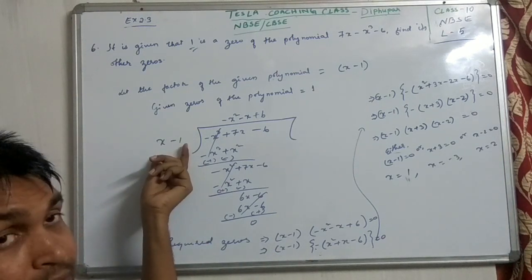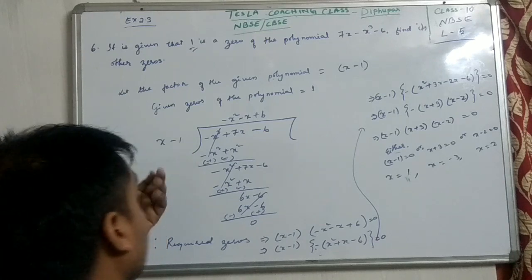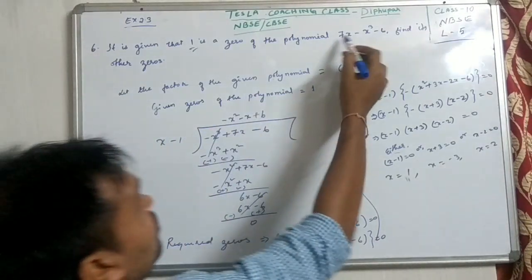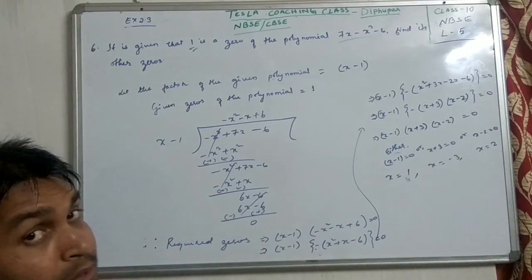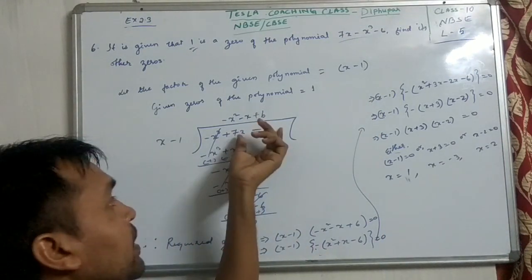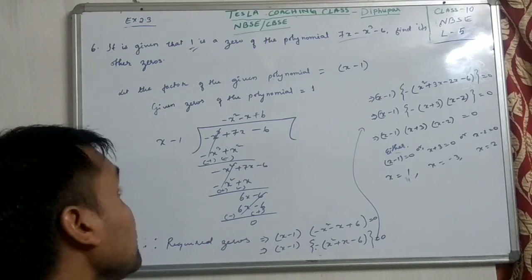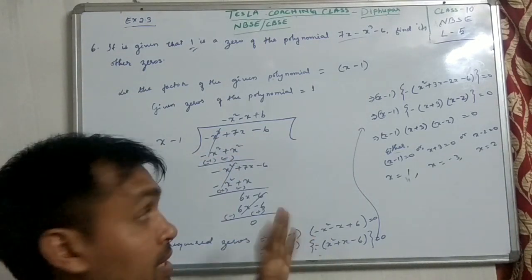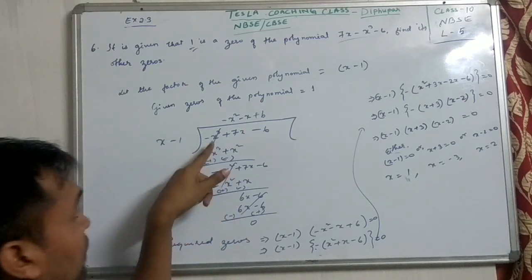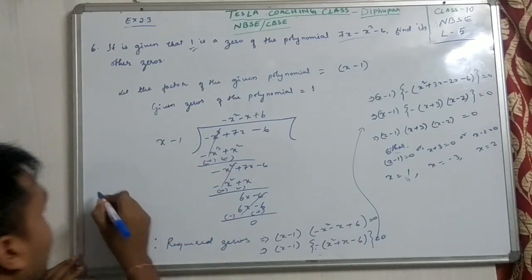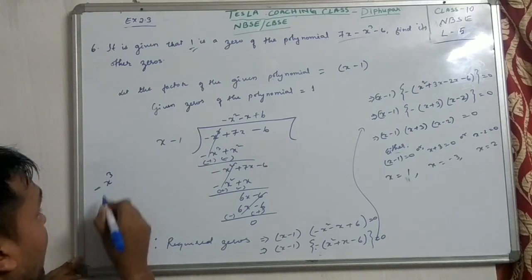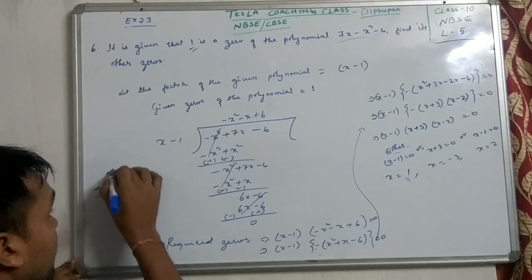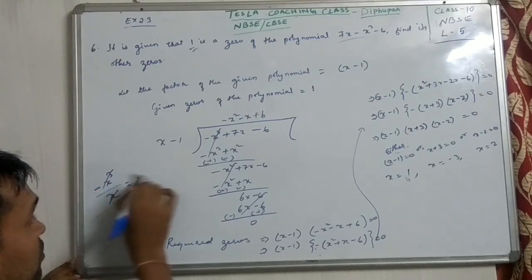Now the factor, as I have already discussed and told you in the last lecture, will be written here, that is x minus 1, and the polynomial for which we are going to find the zeros will be written here. Now we are going to divide, as this method I have been telling you since this exercise. So what is the first term here? Minus x cube. And what is the first term in the divisor? x.